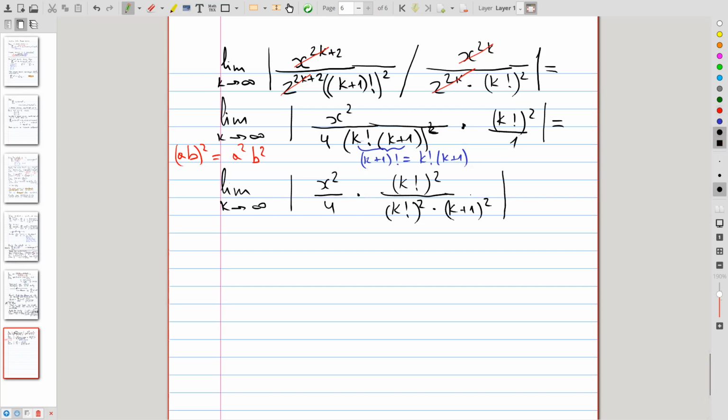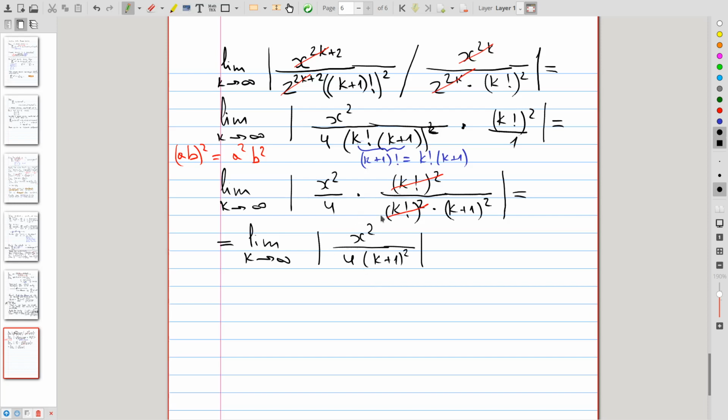Okay. So of course the whole point of doing so is that we can now cancel this k factorial squared with this one, and hooray, we arrive at something very nice and manageable. We will look at the limit, k goes to infinity, absolute value x squared over 4 times k plus 1 squared. Okay, so now our goal is to compute this limit, and then that will be the answer. This will be the limit resulting from the ratio test.